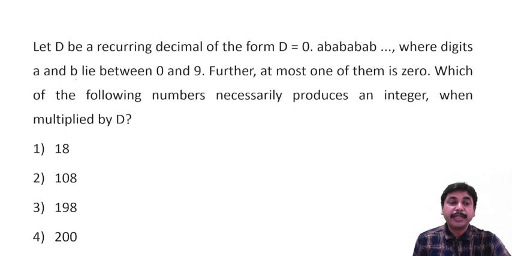Now let us go to the next question. Let D be a recurring decimal of the form D is equal to 0.AB.